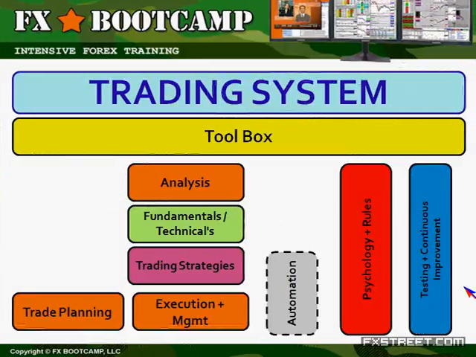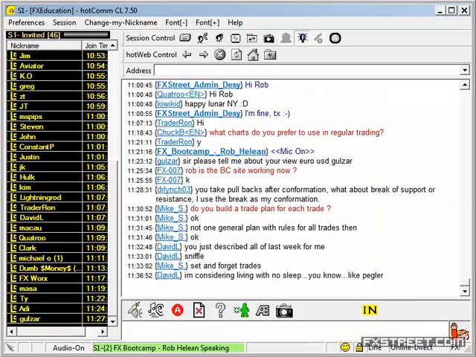Okay, and just to finalize here, continuously testing and improving. That'll be forever and a day. You can always look to be improving, and then testing those improvements, and then putting them in my toolbox for analysis or strategies or planning or execution. That's a huge part of things. So for the novice trader looking for a system, it's all very personal. I've mentioned before, you need to decide the tools you need to use in the toolbox. I've said before in past webinars at FX Street.